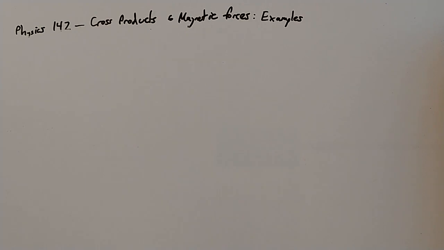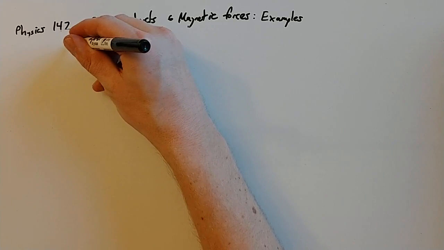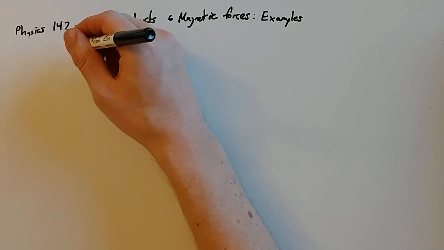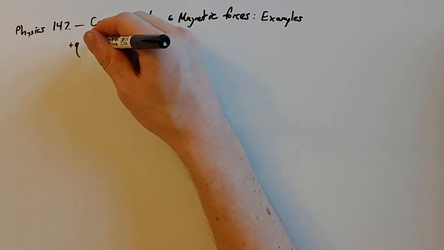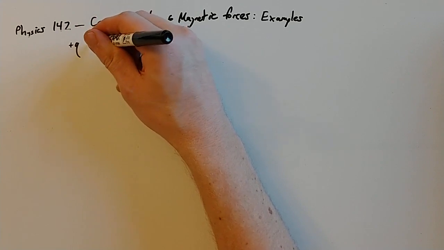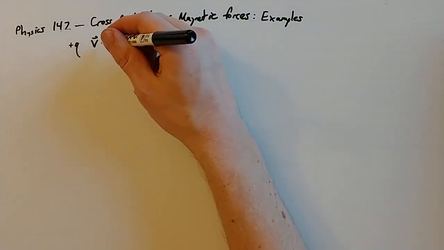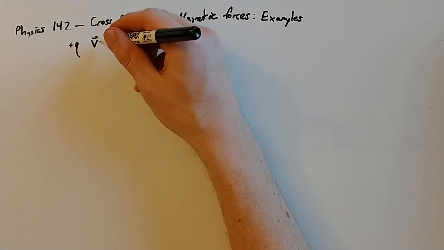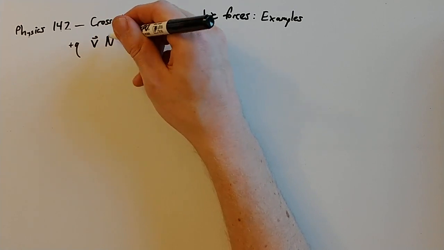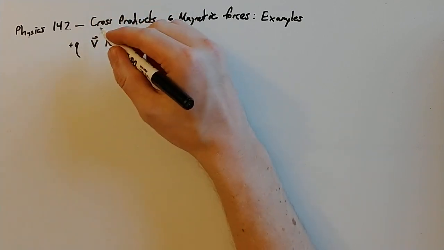So first of all, I want us to think a little bit about this idea of cross products and practice the right-hand rule. I want to make a list here. Let's think about a positive charge Q, and I'm going to think of particles moving in different directions. We'll have the velocity of the particle. Let's say we have a particle that's going north. So we'll have positive Q.